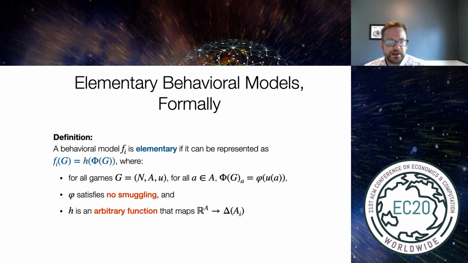So what do we mean really by elementary? We're going to say that a model is elementary if it can be represented in the following way. You give me a game. And what I'm going to do is create this potential matrix, big phi. I'm going to do that by applying little phi to every single outcome of the game. And little phi has to satisfy no smuggling. Once I've got this big phi, I'm just going to run it through some arbitrary function called h. And that's going to give me my predicted behavior.